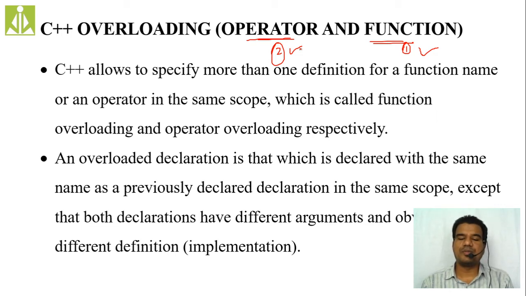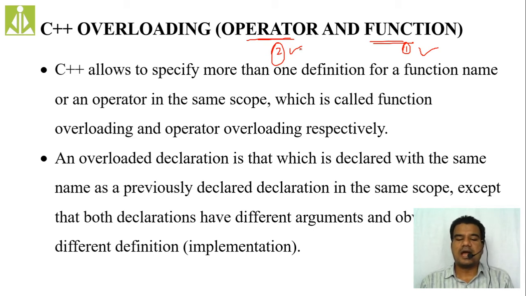If you take the operator, multiple declarations or definitions for the same operator within the same scope, then we say operator overloading has occurred. An overloaded declaration differs from the already declared one in terms of the type and number of parameters that we pass to that function, not the return value.